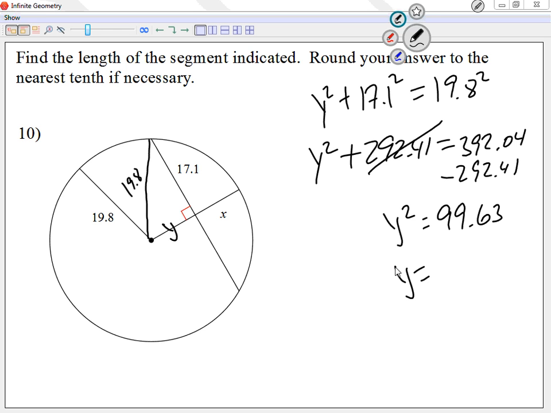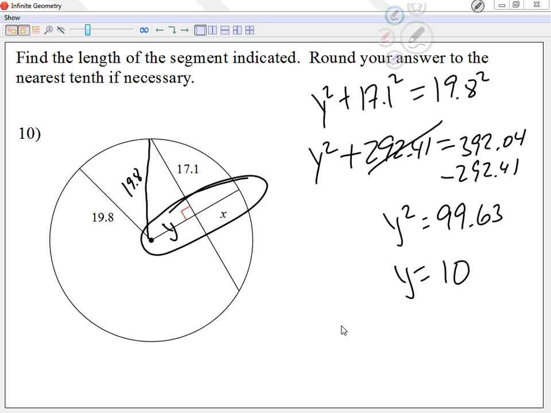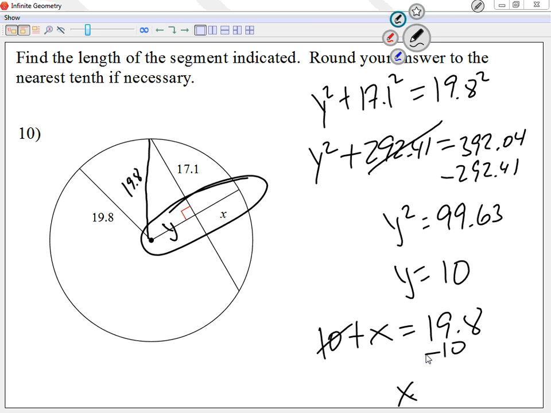So y must be 10. I rounded up to the nearest tenth. It was like 9.98, so I actually made it 10. So we know y is 10. Now looking at this part, that's the radius. I'm just going to say 10 plus x is equal to 19.8. x must be 9.8.